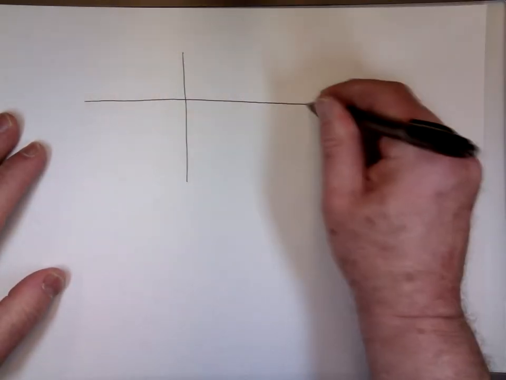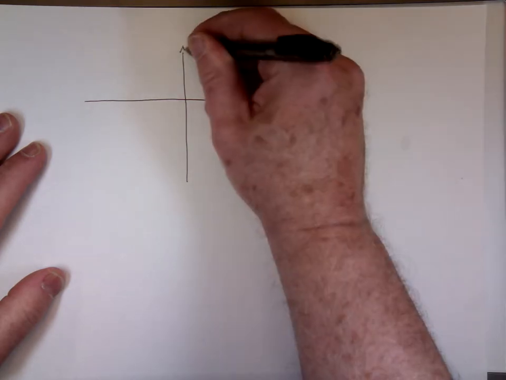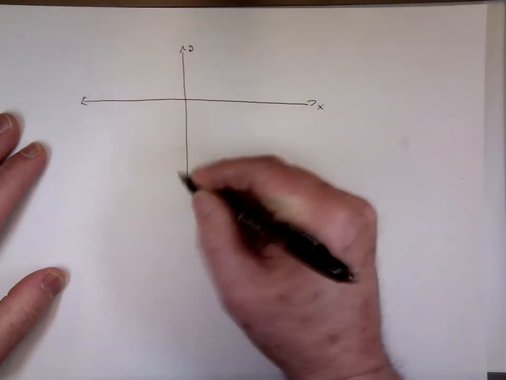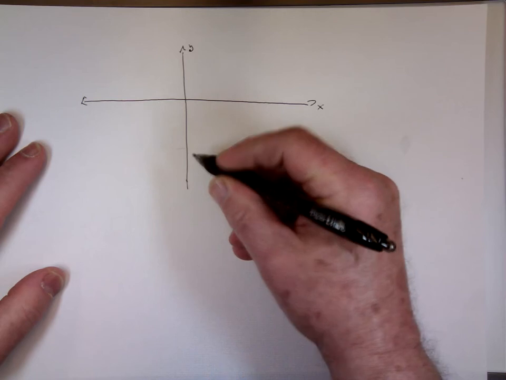All right, but anyhow, here's the problem. You're working for SeaWorld. And what you're going to do is design a triangular passageway from one tank to another tank.